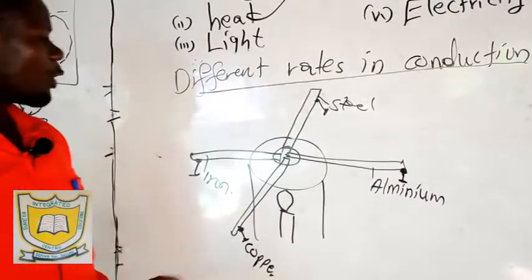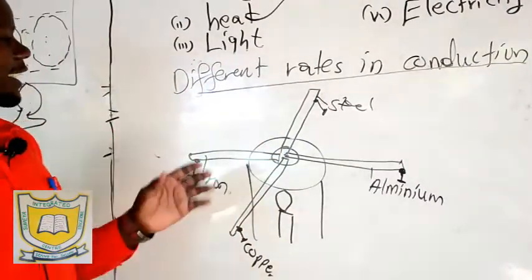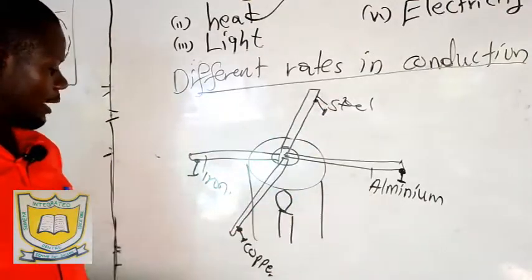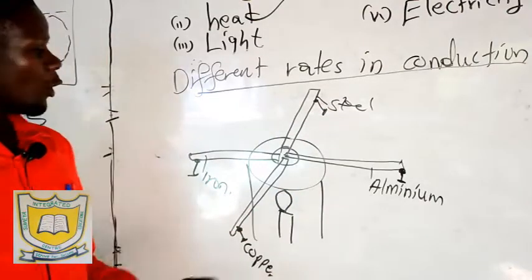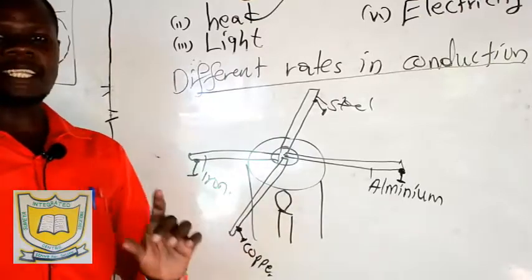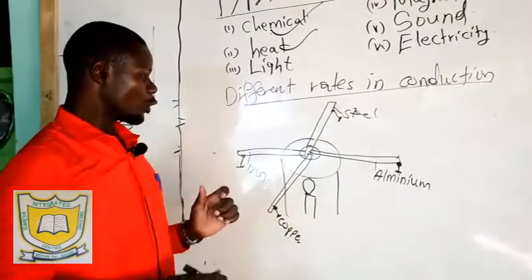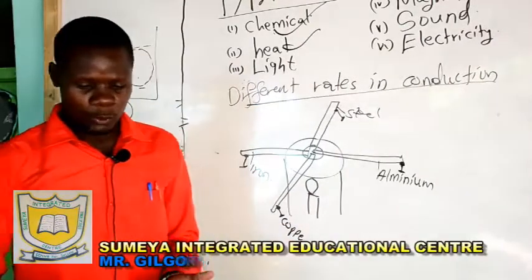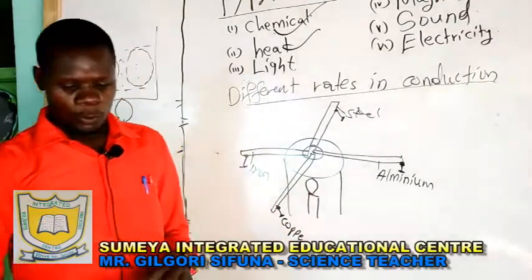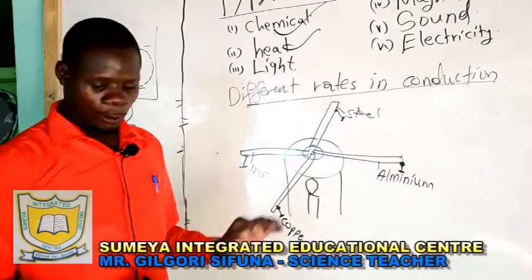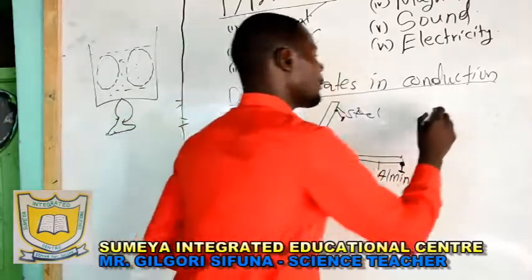You will find that all these metals, because they are different, we have steel, we have aluminium, we have copper, and we have iron, all the pins will not drop at the same time. There is a metal which is conducting faster than the other one. So you will have to see which metal is conducting fast. Now, the best conductor of heat is silver.